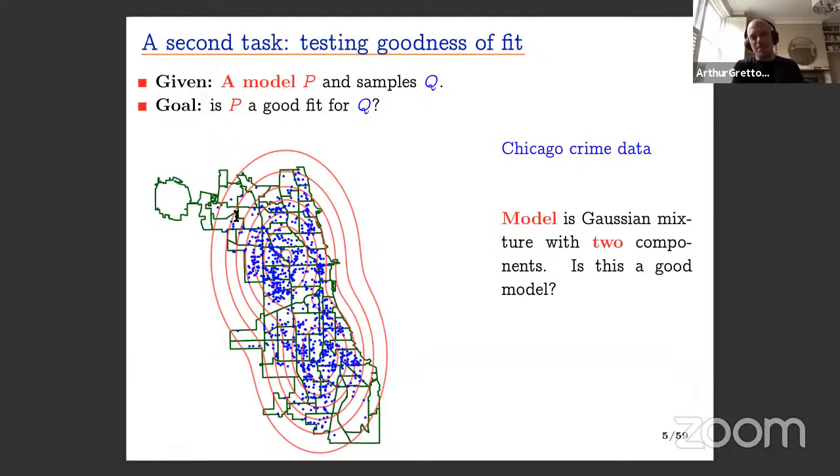So this is a little bit different to the setting before. Before, I had a set of points from P and a set of points from Q. Here I have a set of points from P, but I have a model for Q. It's a slightly different problem, and I want to know where my model doesn't match my data.